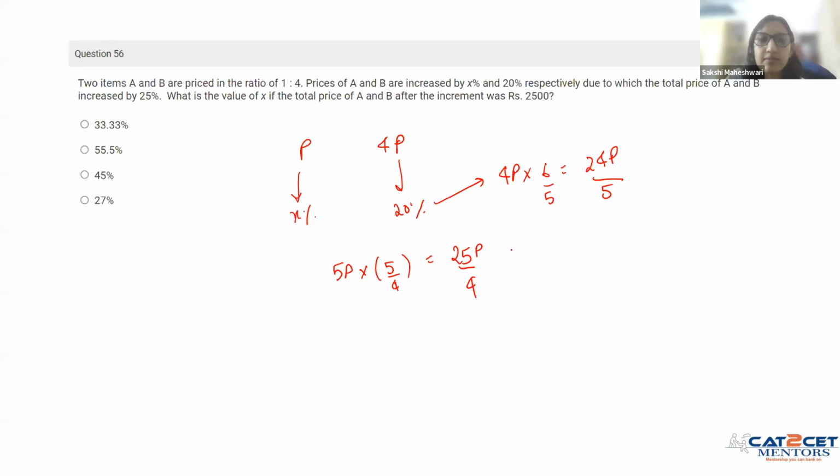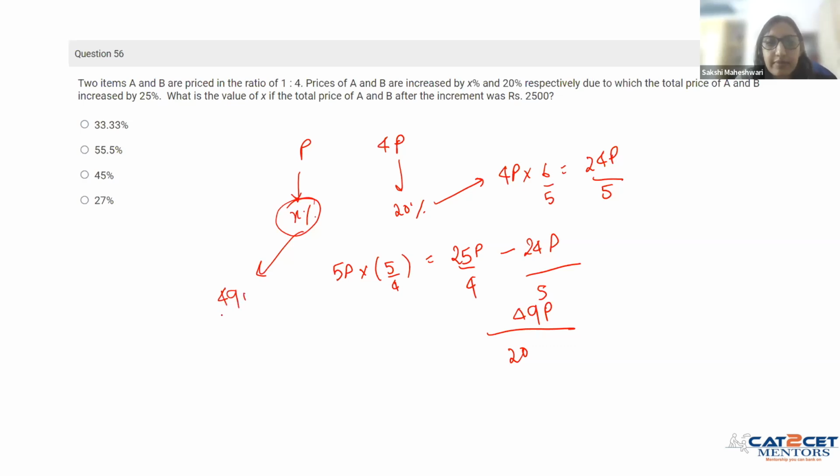So what will be this new value? This will be 49P by 25. So how much should P be increased? Like what should be X% so that this becomes 49P by 20? So how much we have increased is 29P by 20 on P.